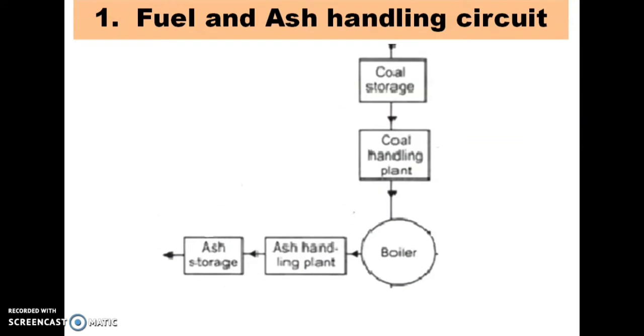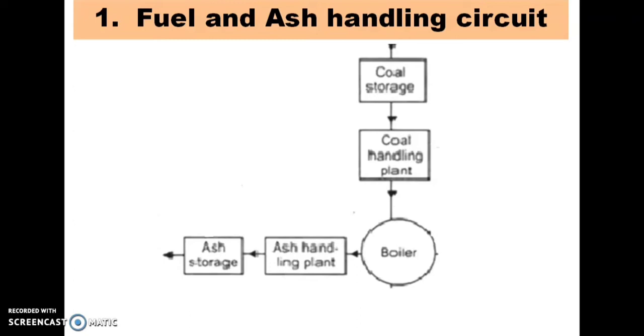So this is the fuel and ash handling circuit. It consists of coal storage and the coal handling plant, then the boiler, then the ash handling and ash storage plant. First, a large amount of coal is burned to produce energy. If we take a 400 megawatt capacity plant, it requires 5,000 to 6,000 tons of coal burned per day.